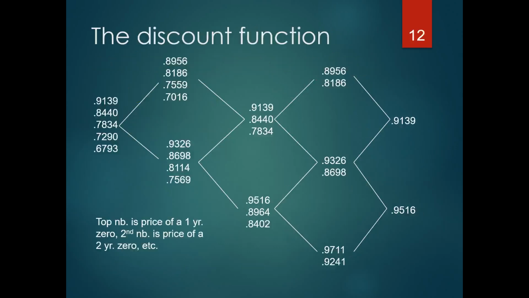Now I create the discount function for all the branches. The way to read this is 0d1 is equal to this, 0d2, and so on. And this one would be 1d2, and this one 2d3, 3d4, and 4d5. So this is year 0, 1, 2, 3, and 4.